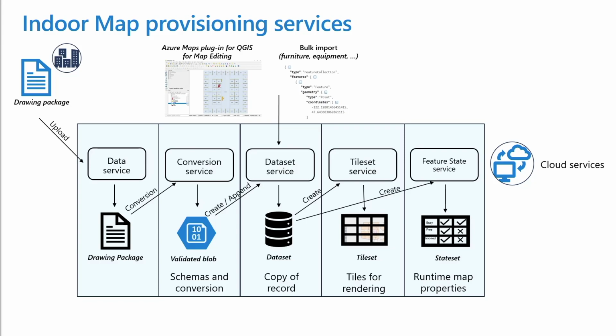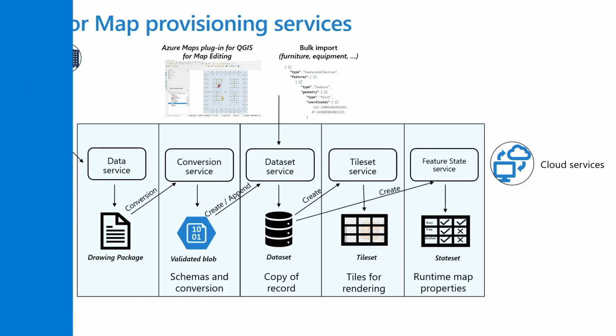And next, you can leverage the tileset service. This will use the tiles for rendering, as well as the feature state service to get runtime map properties, such as if the room is busy, free, booked, and so on. In the backend, this will run cloud services to provide the different APIs and services that you need as part of your indoor mapping.